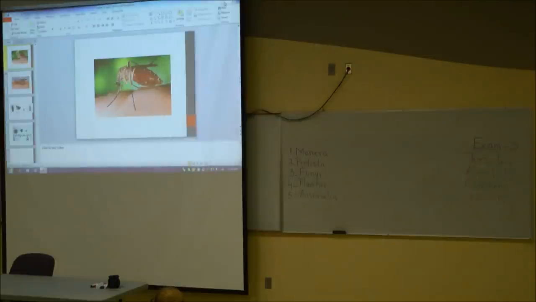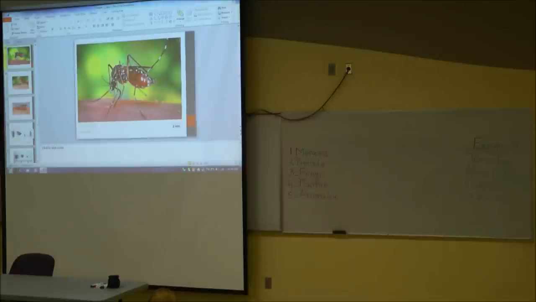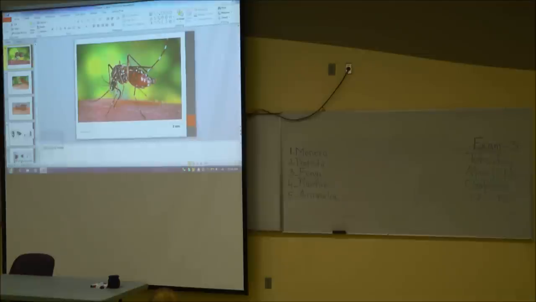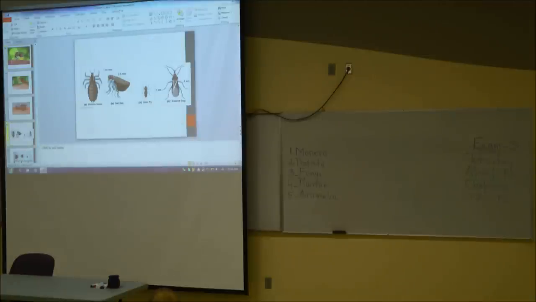Yep. Common. And here is the number one infectious disease in the world, which is about 300 to 500 million new cases every year. Malaria. And this is the baby that causes it. This is the female Anopheles mosquito that causes it. And this one is common in the Midwest and the northern states.